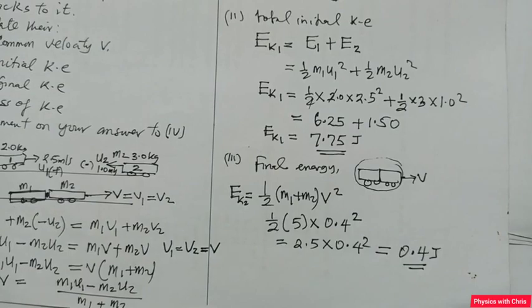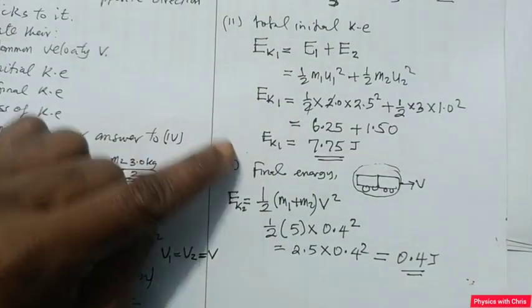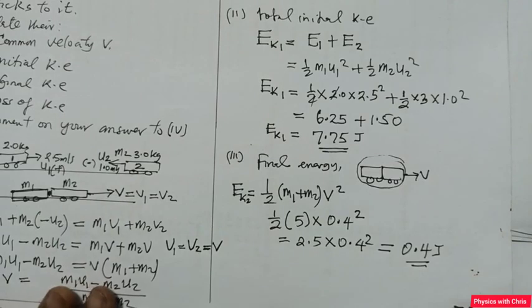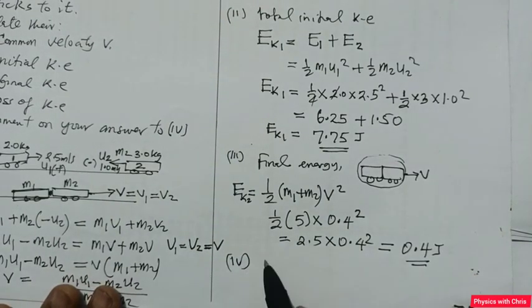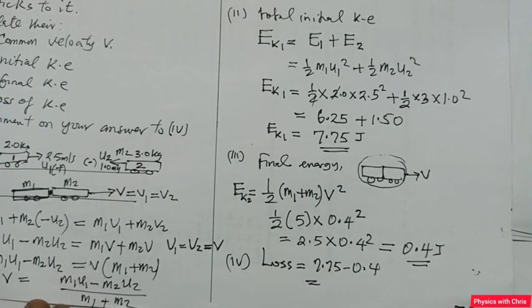So let's compare these two energies. The total initial KE of the two trolleys was 7.75 joules before the impact. Now, after the impact, their total KE is just 0.4. There's a loss of kinetic energy. That leads me to the fourth question. Kinetic energy loss is 7.75 minus 0.4. So see that a great deal of the kinetic energy is lost. What do you think should be responsible for that loss of KE?